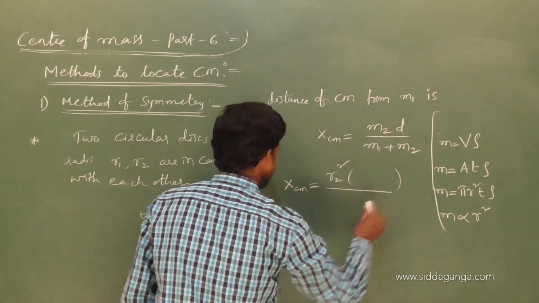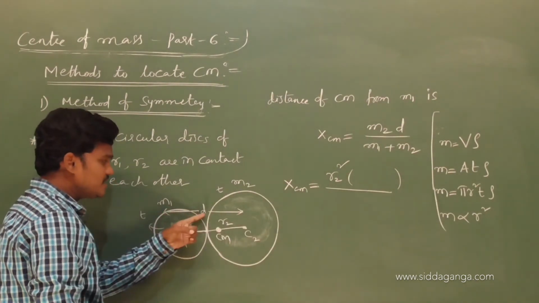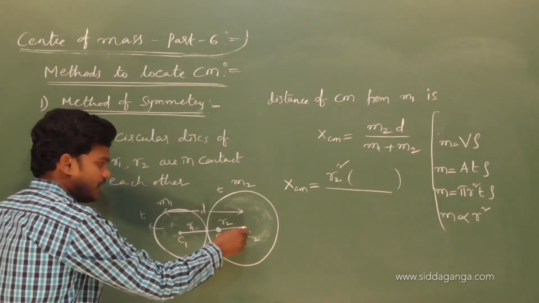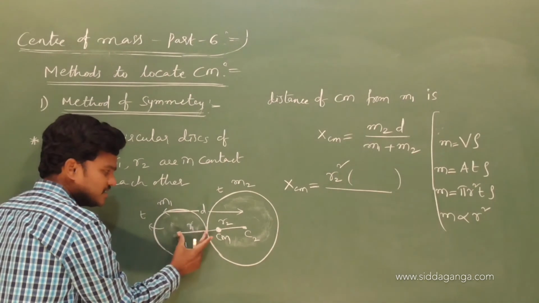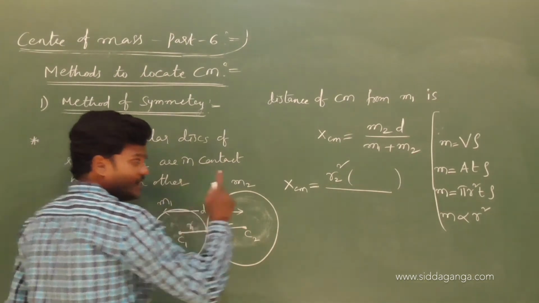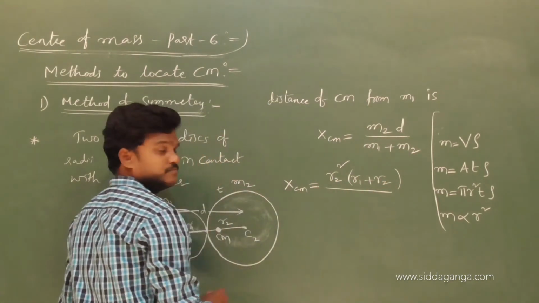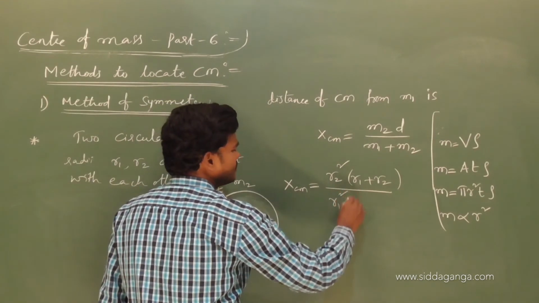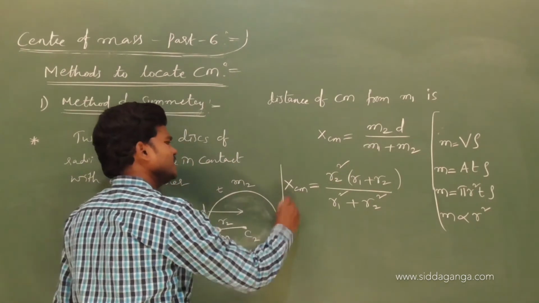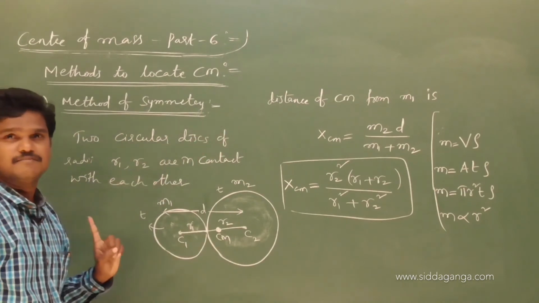Into d. What is d? D is the distance between the two centers of the two discs. This is R2, and from here to here is R1. This is R1 and this is R2. D is equivalent to R1 plus R2. M1 is nothing but R1 square, and M2 is R2 square. Now this is the distance of the center of mass from the M1 disc.